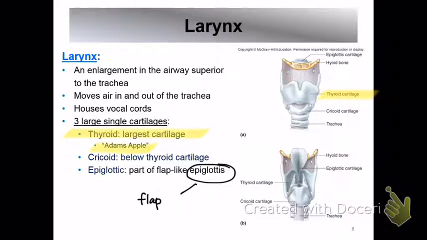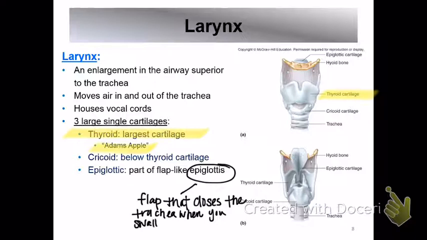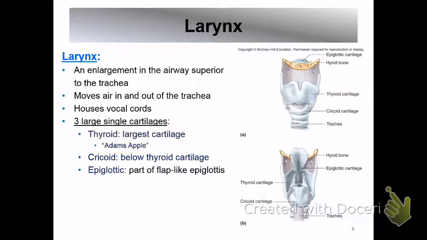It's a flap that closes the trachea when you, we, whatever, swallow food. So it's a little door-like structure that every time you swallow food or saliva, it closes so that the food goes into the esophagus, not the trachea.